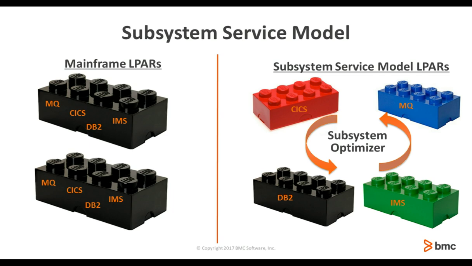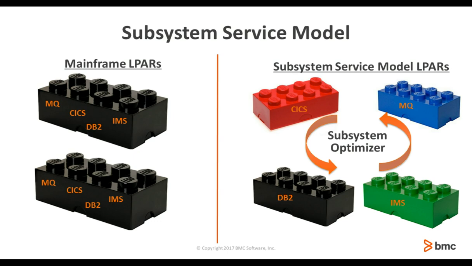Here on the left-hand side, you see two LPARs, each running the four major subsystems. These LPARs combined would contribute to the MLC cost for the subsystems that are running on them, in this case, all four. Additionally, those LPARs would have to be maintained with all those products in mind. So if you're making an update to CICS, DB2, or IMS, you have to worry about MQ and everything else running on that LPAR.